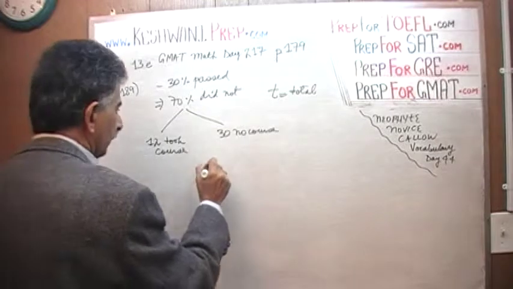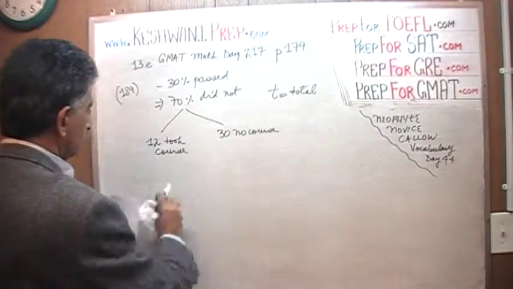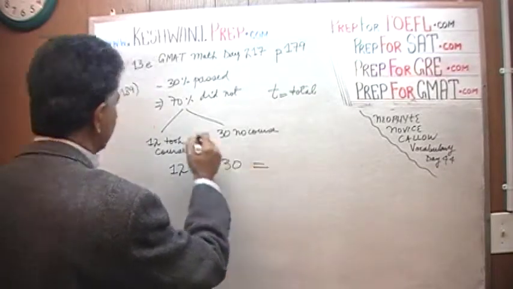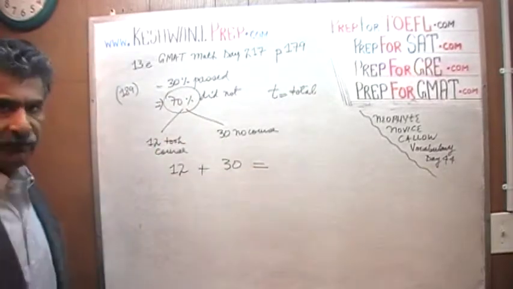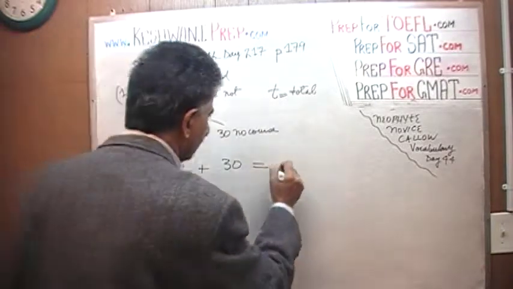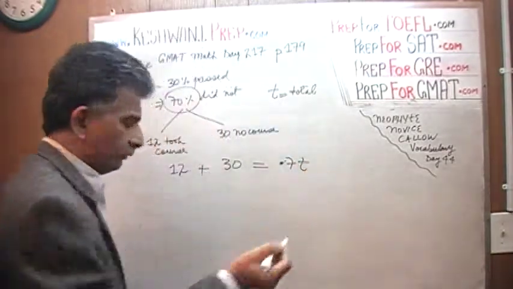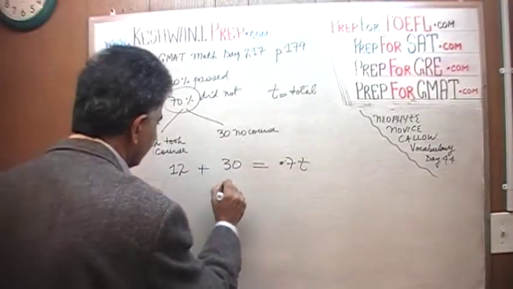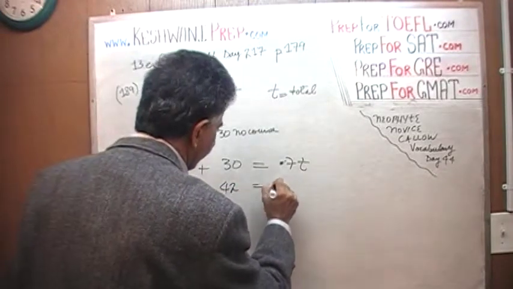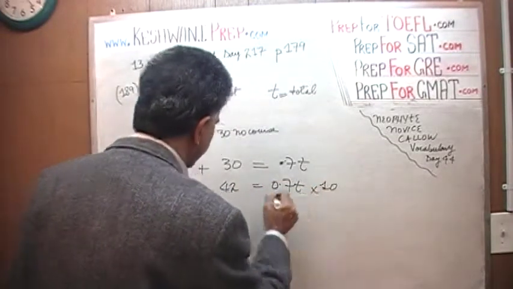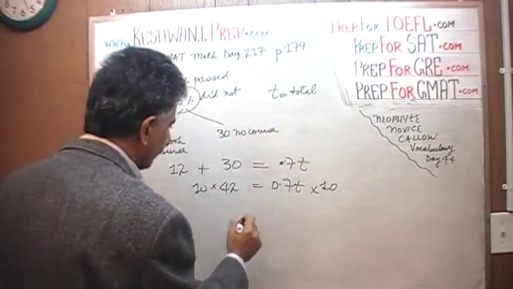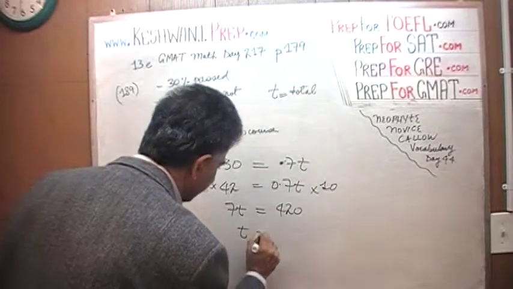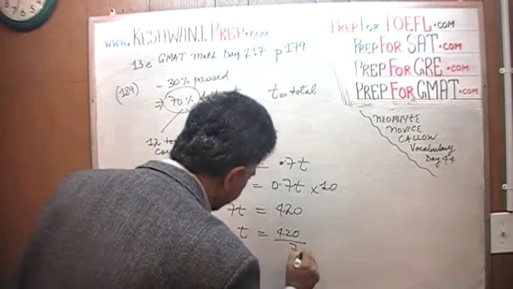Well, we are told that the 12 people who took the course and the 30 people who did not take the course represent 70% of the population. We just have to solve for t. Nothing to it, no big deal. 12 plus 30 is 42, is 0.7t. Let's multiply both sides by 10 so that we can get rid of the 0.7. So that tells us that 7t equals 420, and therefore t would equal 420 divided by 7.